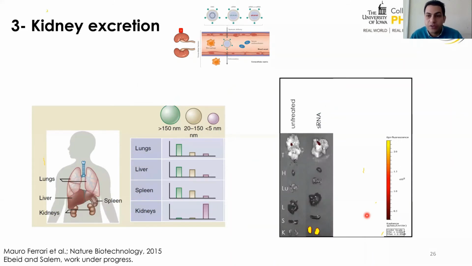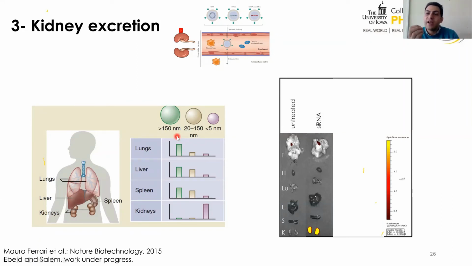The third issue that we talked about is kidney excretion. So if you just inject siRNA by itself, it will result in accumulation in the kidney. If you look at the picture here on the left, it gives you an indication or a correlation between the nanoparticle size and in which organs they accumulate. And if you look here, particles less than 5 nanometers in size tend to accumulate in the kidney. Very large particles, more than 150 nanometers in size, tend to accumulate in the liver, spleen, and the lung.